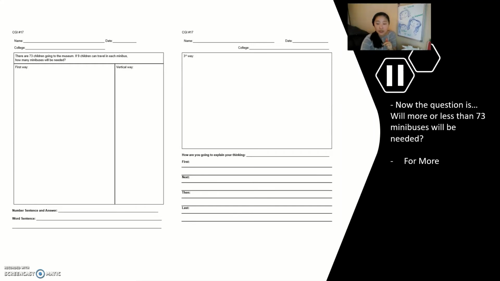So I want you to think that more is up, less is down, and pause and tell me why, because you need to be able to explain your thinking. So right now, pause it and tell me why. You should always start with, I think we need more than 73 buses because. I think we need less than 73 buses because.